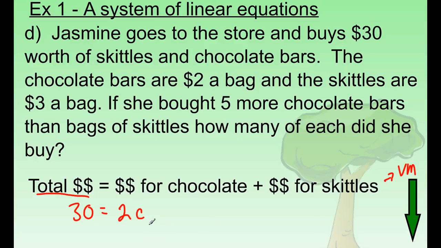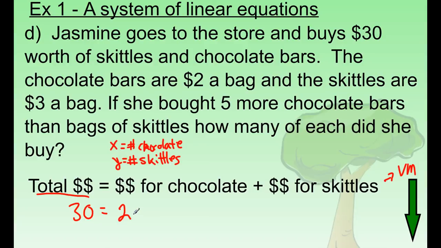I really don't want to put a C here and an S there because I like using the x and the y. How about this? What if we just up top here say x equals the number of chocolate, and y is the number of Skittles. So we can keep using the x and the y that we're used to seeing.